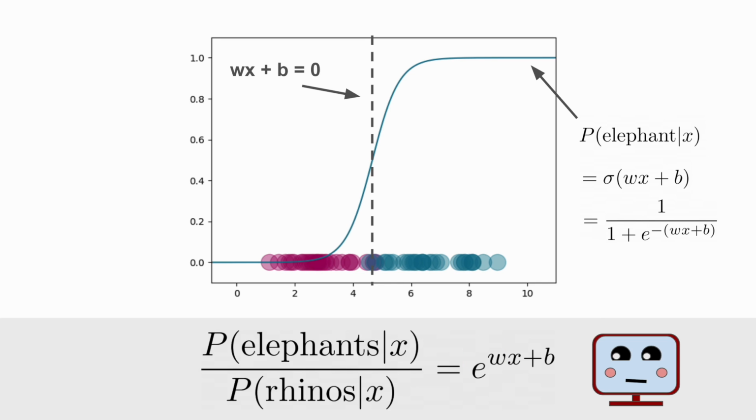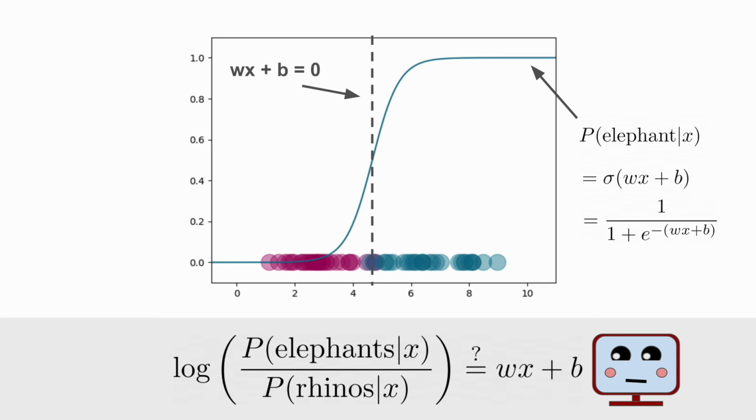Talking about odds instead of probabilities is hugely beneficial in that it draws explicit attention to the context with which these probabilities were obtained. It makes it clear that we're talking about probabilities exclusively in the context of elephants and rhinos, and this interpretability is one of the main reasons why logistic regression is so popular.